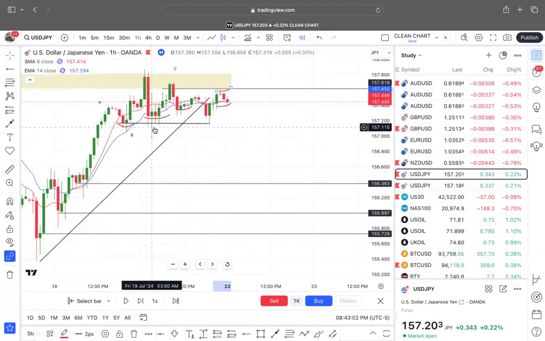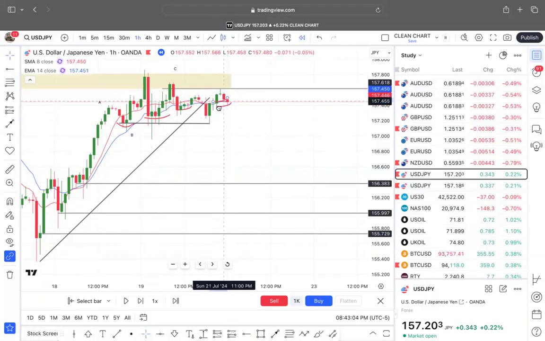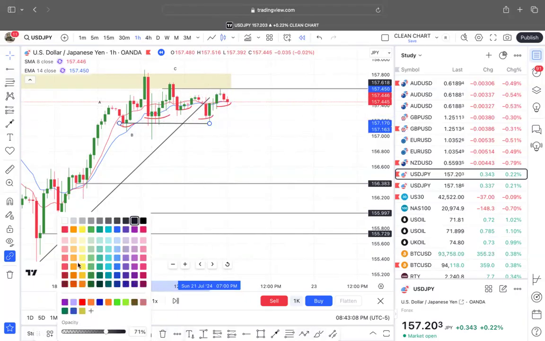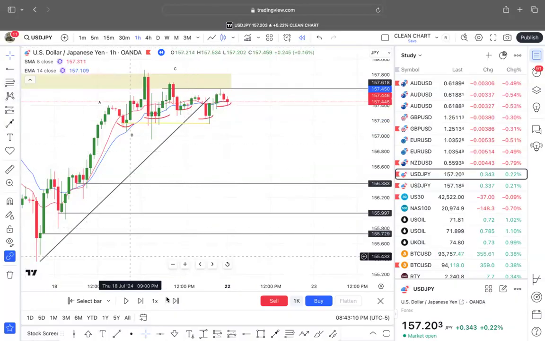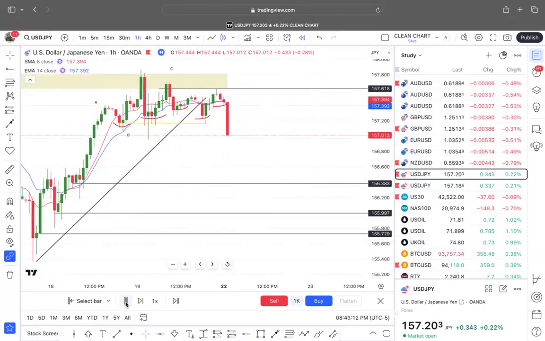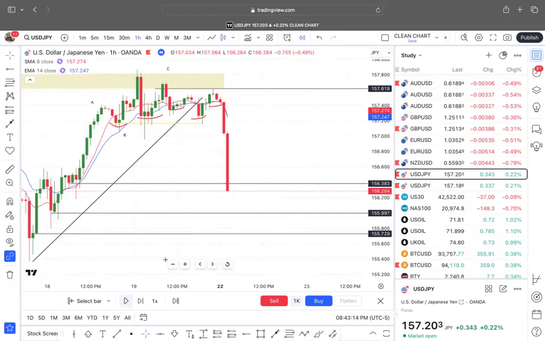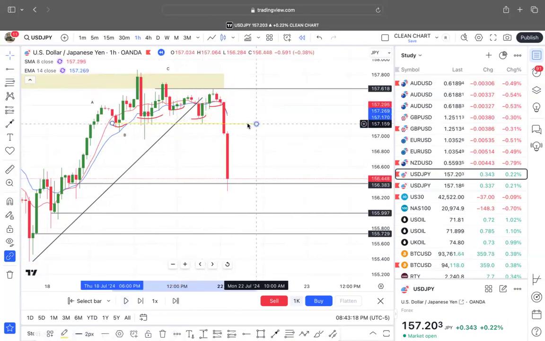Let's just see what's going on because we're still respecting this area, this support area. We're just gonna put that here. So let's continue. Let's see. So boom, boom, boom. So this broke and did D.